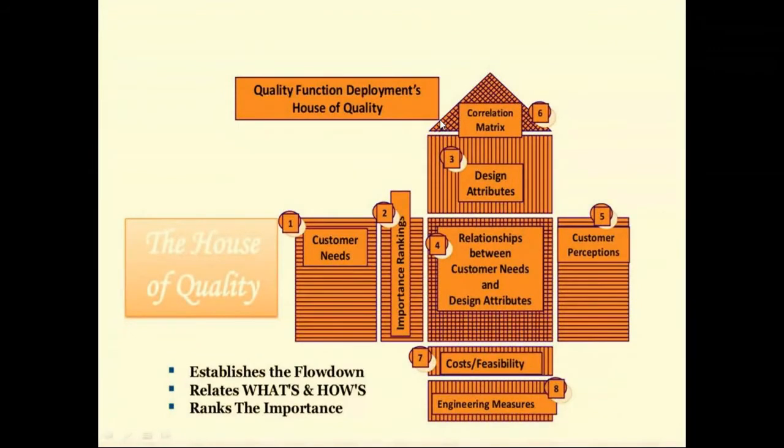of quality. And here again, the relationship will be strong, moderate, or you can say weak, and then no relation. So no relation means it will be a blank. So what do we get from here? We can establish the flow down, we can relate the whats and the hows, and we can rank the importance as well. So in this way, these are the basic steps of calculating the house of quality and entering it.